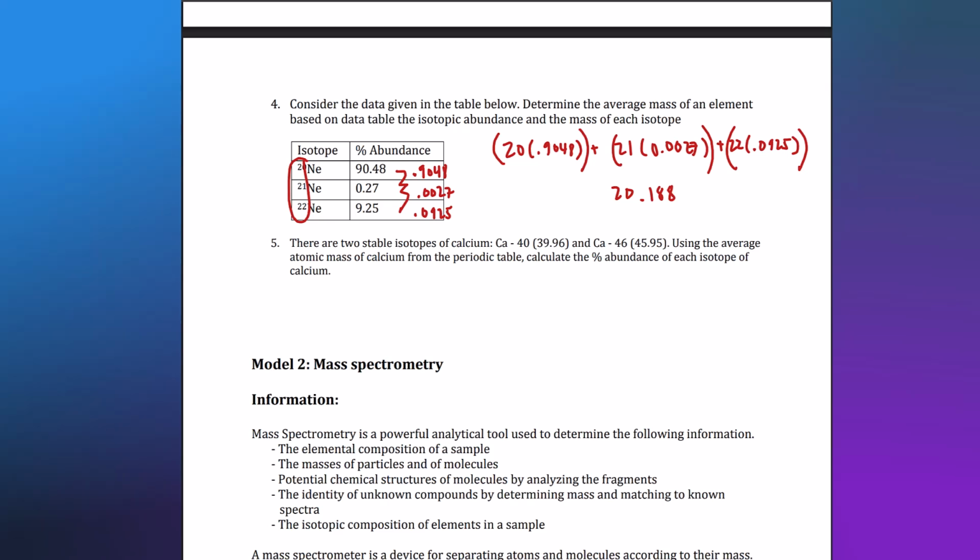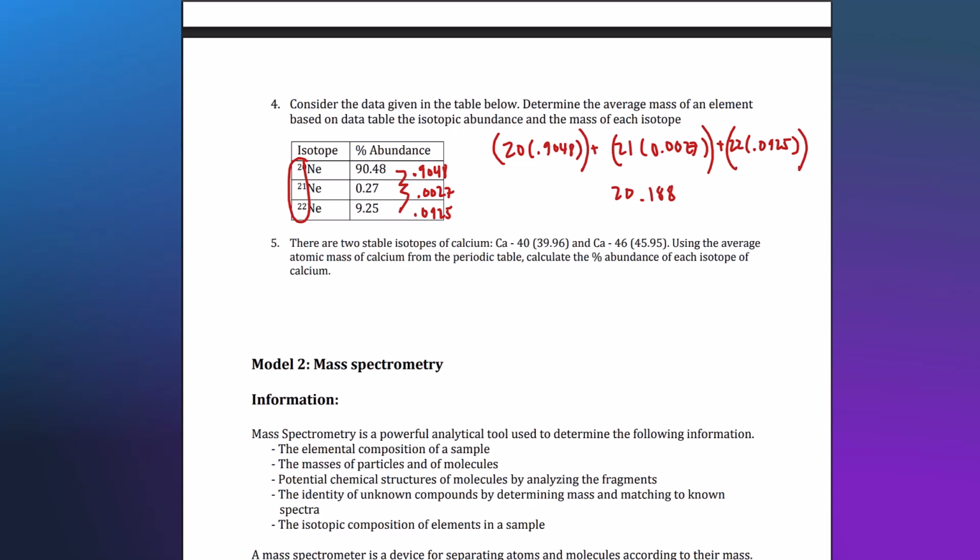Question number 5, we already went over, but I will quickly go ahead and do it on the worksheet so that you'll have it as part of the video. We have 2 isotopes of calcium, 40 and 46, and we have the average atomic mass of calcium from the periodic table, and it wants us to go backwards and calculate the percent abundance. So this is really an understanding problem. Can you apply your understanding to something completely different?